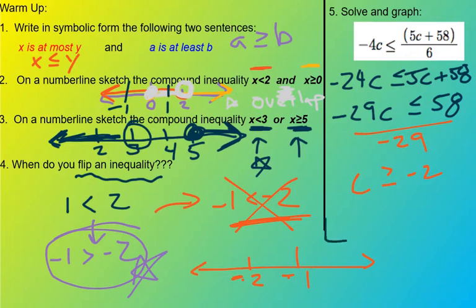And just to show the graph of it, if we want to graph that, I only care about the one number, negative 2, greater than or equal to, so we're going to shade it in.